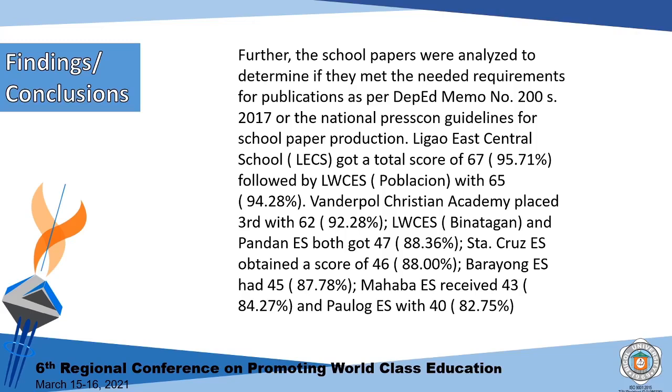Meanwhile, Vanderpool Christian Academy placed third with 62 points, or 92.28%, and tying are Ligao West Central Elementary School and Pandan Elementary School with 47 points or 88.36%. Santa Cruz Elementary School obtained a score of 46 or 88%. Barayong Elementary School got 45 or 87.78%. Mahaba Elementary School with 43 or 84.27%, and Paulog Elementary School with 40 or 82.75%. Now, what is the implication of this?